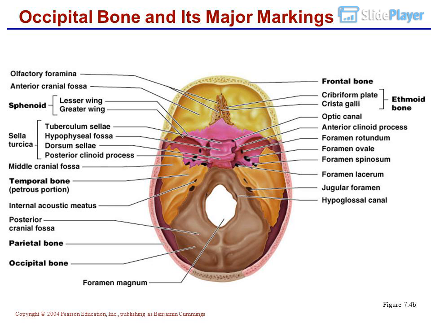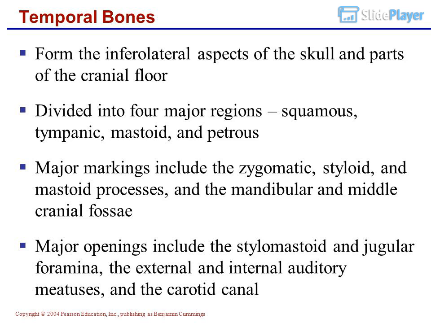Figure 7.4b. Temporal bones. They form the inferolateral aspects of the skull and parts of the cranial floor. Divided into 4 major regions: squamous, tympanic, mastoid, and petrous. Major markings include the zygomatic, styloid, and mastoid processes, and the mandibular and middle cranial fossae. Major openings include the stylomastoid and jugular foramina, the external and internal auditory meatuses, and the carotid canal.